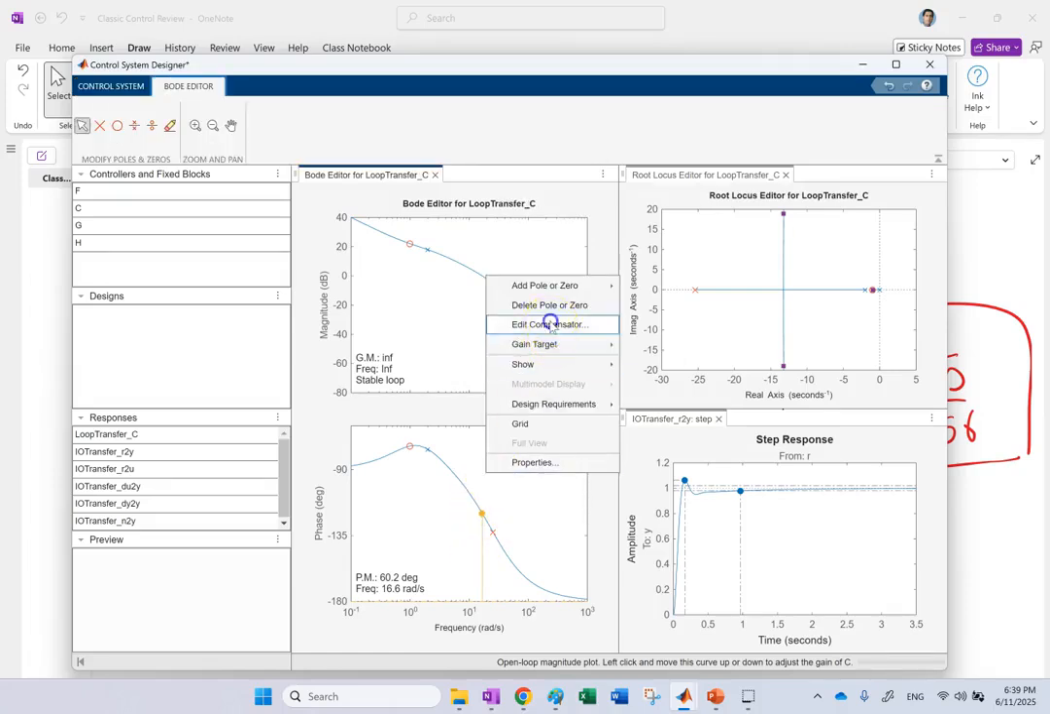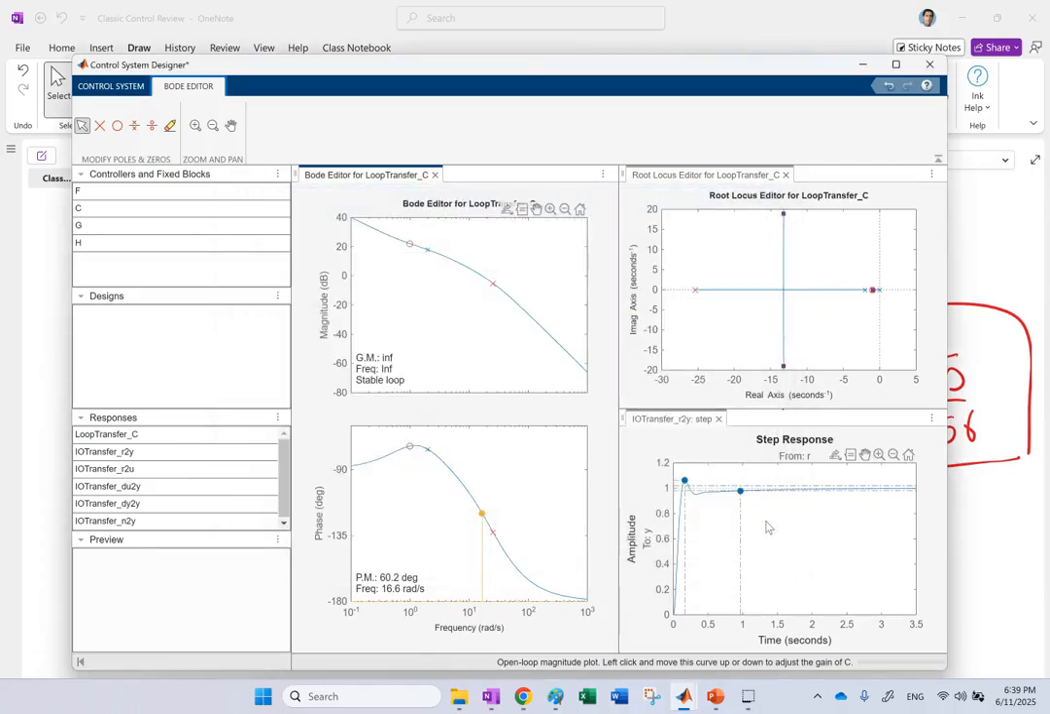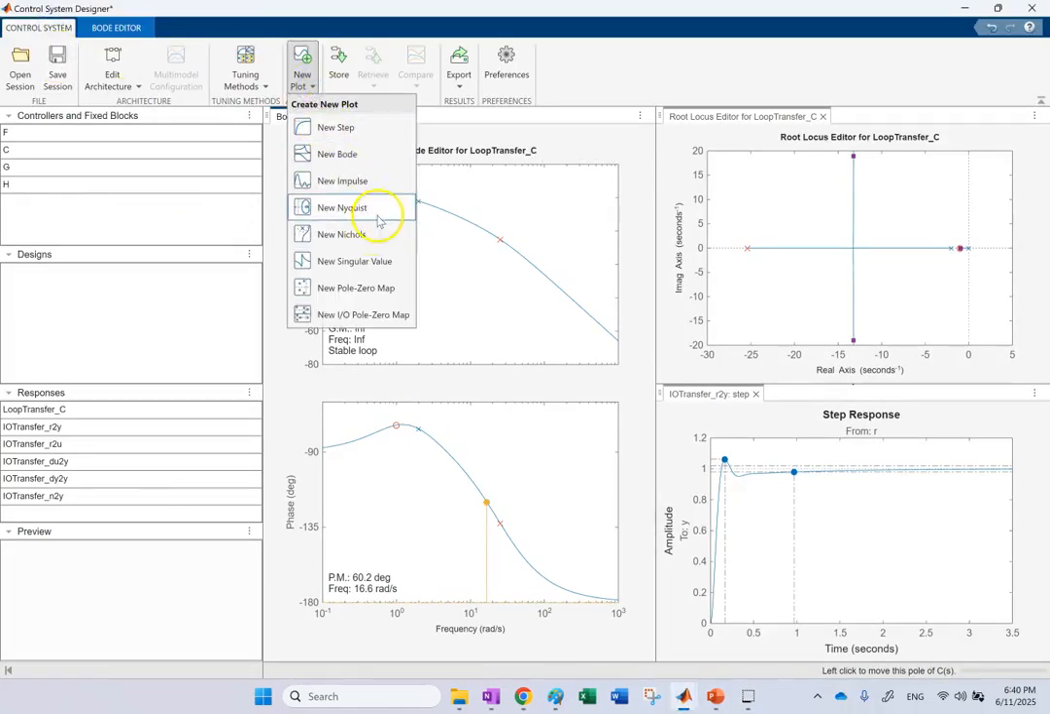You can go back and say edit compensator, and you can change that gain. If you don't like that gain, you can change it as well. And so here, those 2 points, the red circle and red cross, are the points that you can modify the compensator. So let's say this is what I want. My editor is good. You can add more plots if you want. You can go to the new plot and you can add anything else. Hey, I want to modify Nyquist plot. I want to modify Bode, an impulse response or anything.